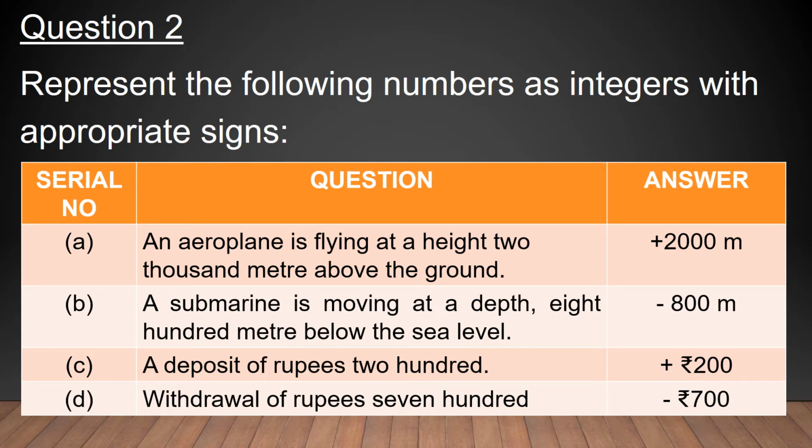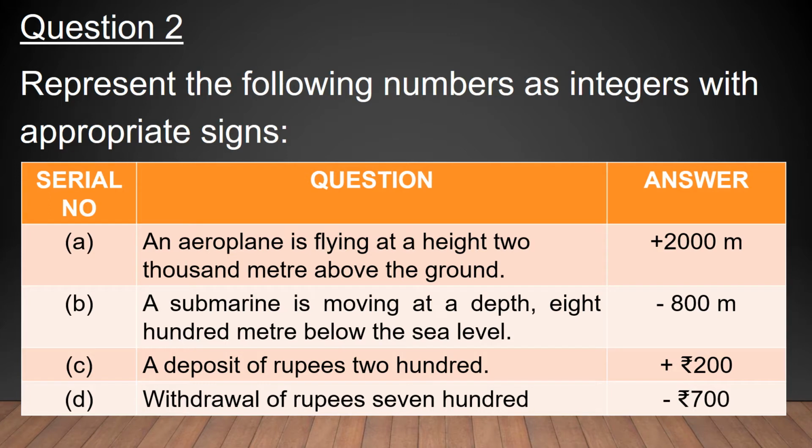First part is an aeroplane is flying at a height 2000 meter above the ground. Let us consider the ground to be our point 0. So its height is plus 2000 meter. Second part is a submarine is moving at a depth 800 meter below the sea level. Again, if we consider the sea level as our point 0, the submarine is moving at a depth 800 meter below the sea level. So, the answer is minus 800 meter.